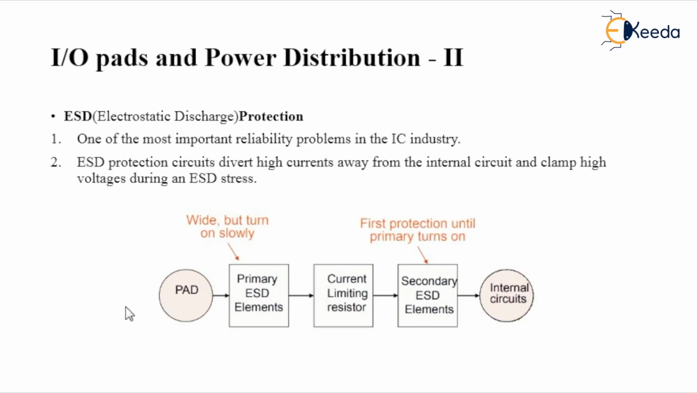pad. So between this pad and the integrated circuit there is an ESD protection, and this ESD protection can be done with the help of three steps. One is the primary ESD protection, second is the current limiting resistor, third is the secondary ESD protection. These primary and secondary ESD protections will divert the high currents away from the internal circuits, and also clamp the high voltages when there is an ESD stress, when there is an electrostatic discharge.